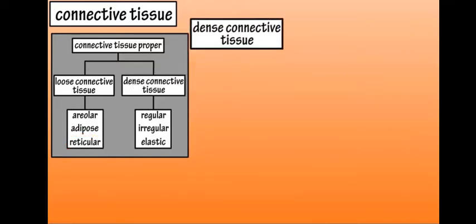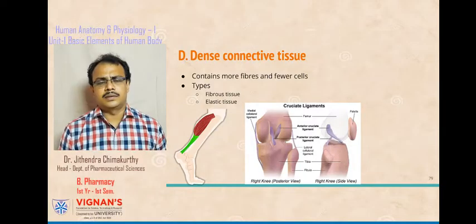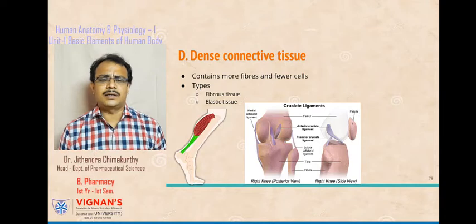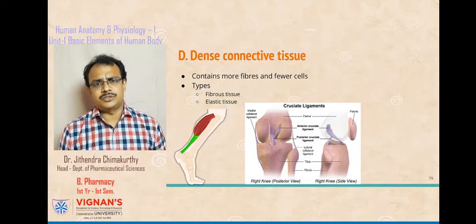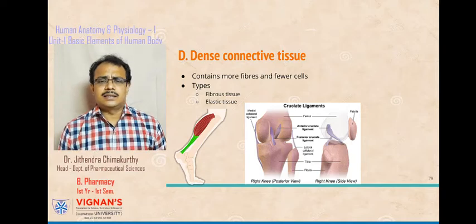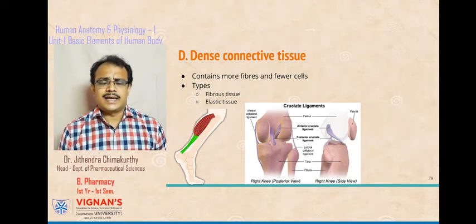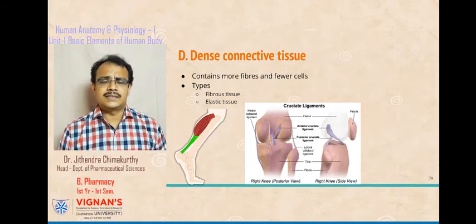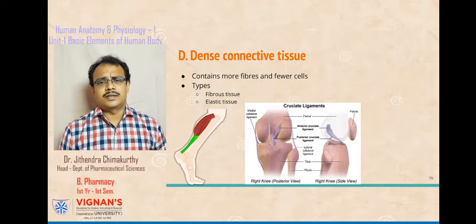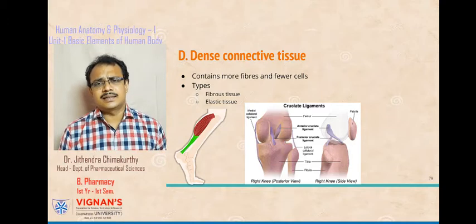Now for dense connective tissue, which also has three main types. Now let's see about the other important type of connective tissue, that is dense connective tissue. Unlike the loose connective tissue, as the name suggests, it is more rigid than other types of connective tissues. There are two different types of dense connective tissues. They are fibrous tissue and elastic tissue.